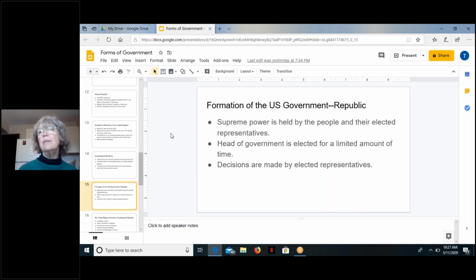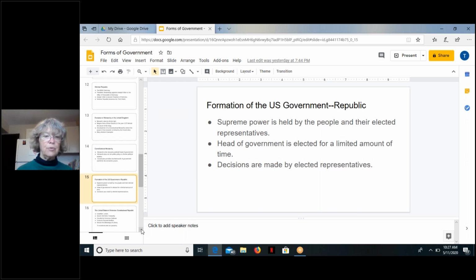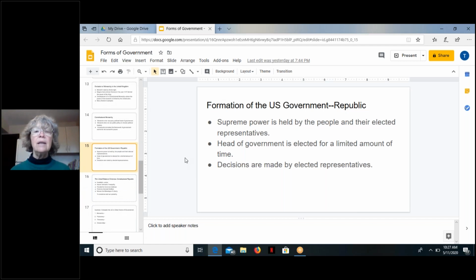Now, again, we're talking about the formation of the United States government. We've referred to it as a republic, and I think we can. Again, in this form of government, the supreme power is held by the people and their elected representatives. And the head of government is elected for a limited amount of time. So like we said, when that person in power has their term finished, they go away. And in a republic, the decisions are made by elected representatives who also go away if, as we talked earlier, people are unhappy with their decisions, then they aren't reelected.